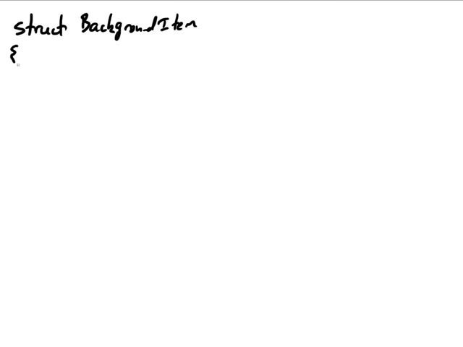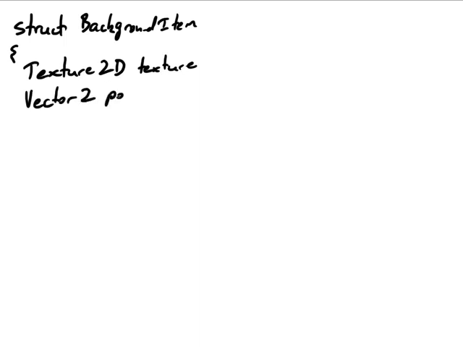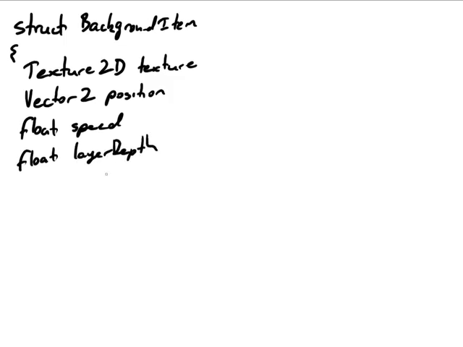Now in this struct it needs to have a Texture2D for what its texture is. It needs to have a position to be drawing it at. It needs to have a speed to be moving at. And it needs to have a layer depth to be drawing at. So we don't need an update in our background item, but we do need to have a draw.